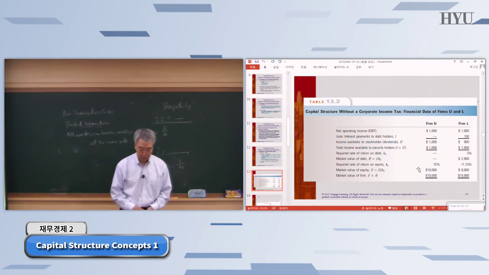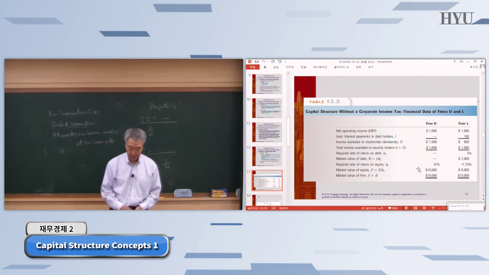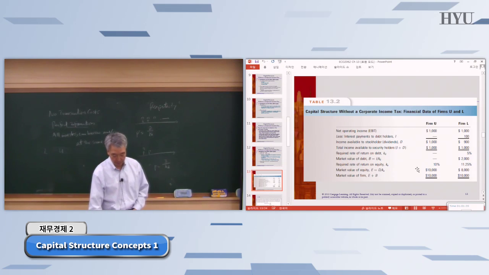And let's assume that the cost of debt is 5%, okay? And so the market value of debt, which is interest payment divided by that 5%, in other words, 100 divided by 0.05, that will be 2,000. Do you understand this part? Okay.